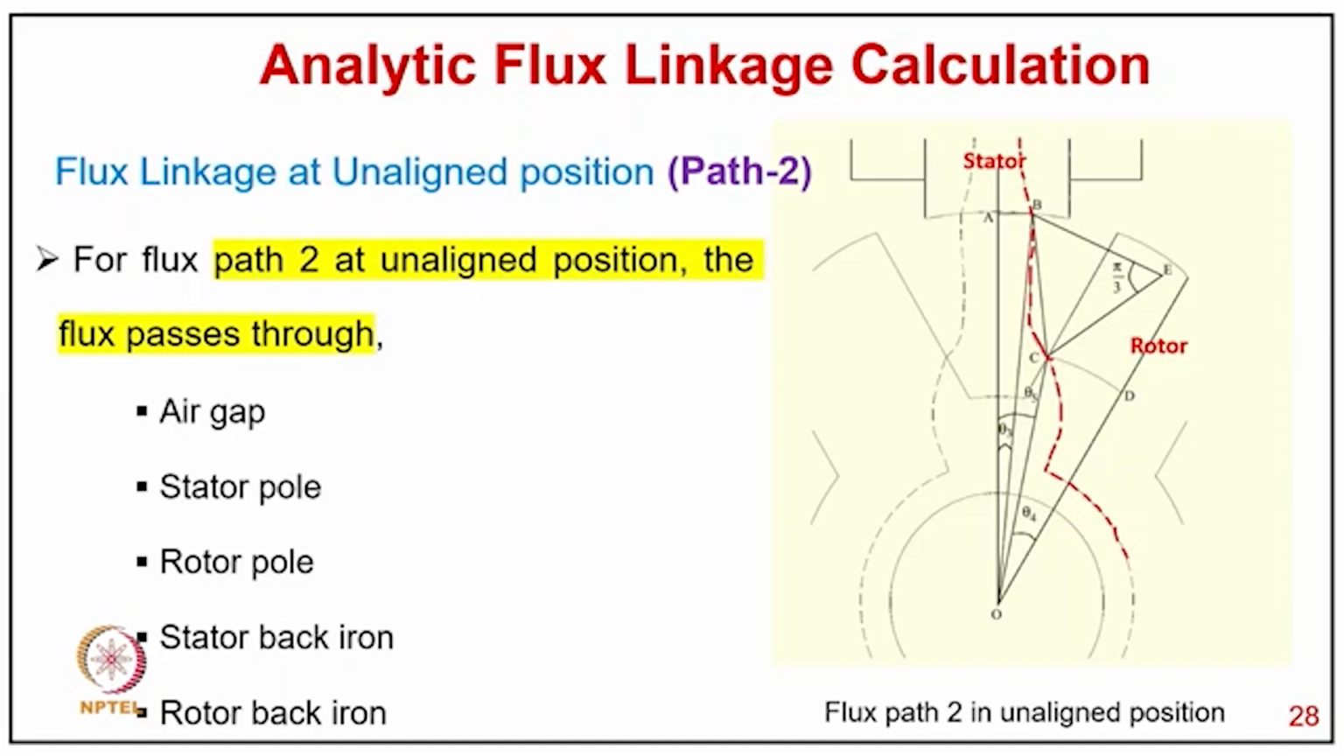So now coming to the flux linkage at aligned position, flux path 2, as shown in the diagram. For flux path 2 at aligned position, the flux passes through the air gap, stator pole, rotor pole, stator back iron and rotor back iron, as shown in the figure.